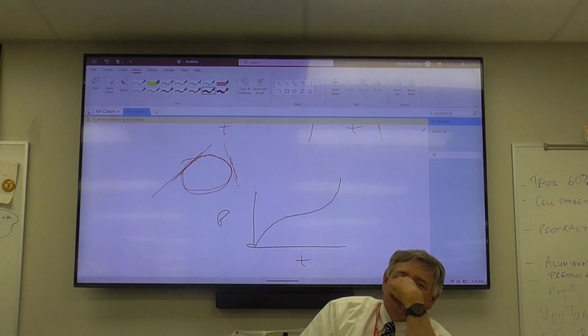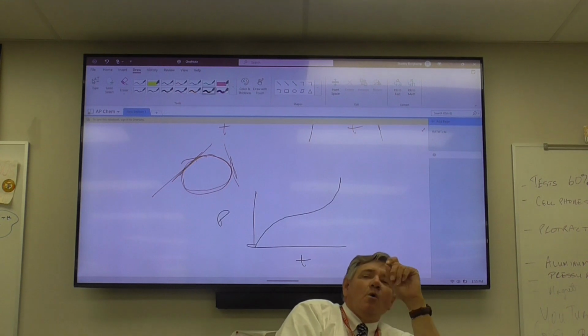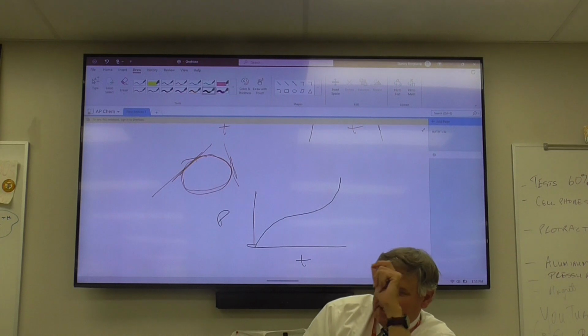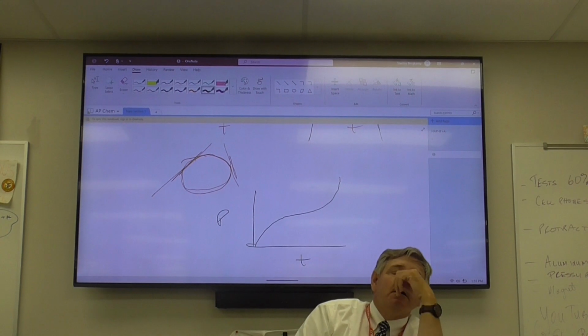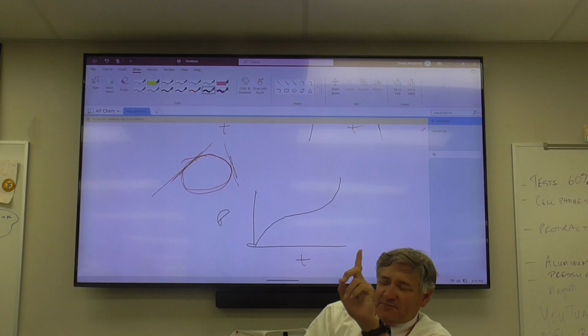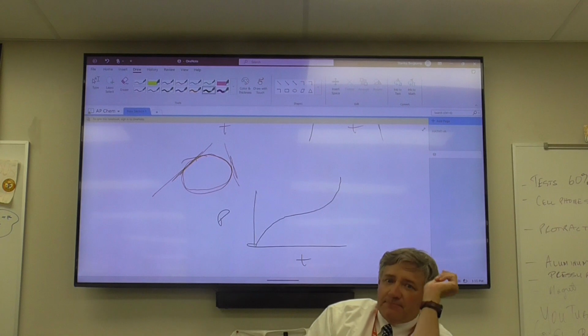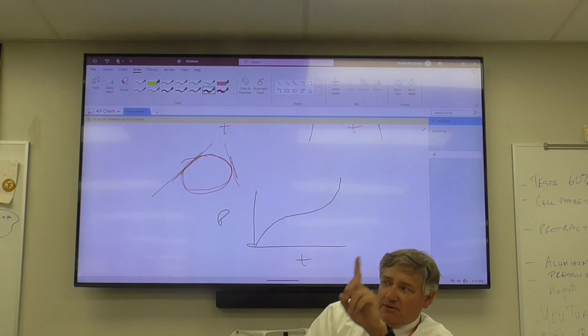Whoa, stop the bus. Go back to the beginning, and the answer actually hinges on that big red sign back there. Okay? What does the slope of a velocity time graph give you? Acceleration.